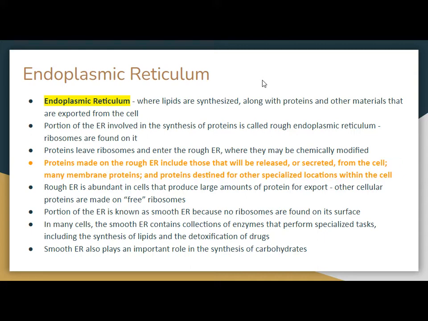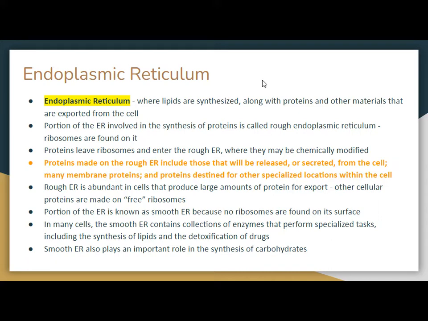Other cellular proteins are made on free ribosomes. So proteins that might need to stay in the cell could be made on ribosomes that are just kind of hanging out freely in the cytoplasm. Proteins that need to be sent out of the cell are going to be made more on the ribosomes that are attached to this rough ER.